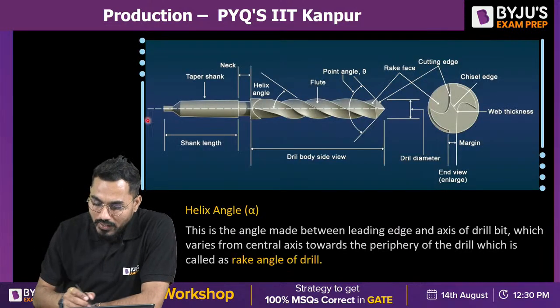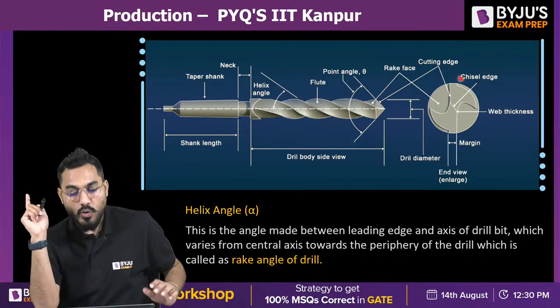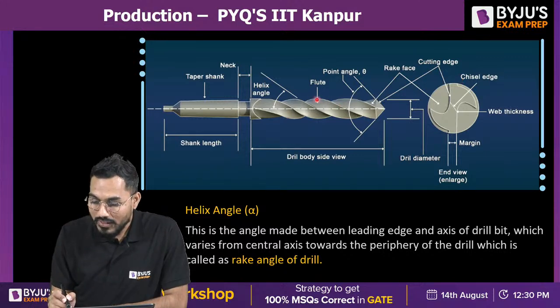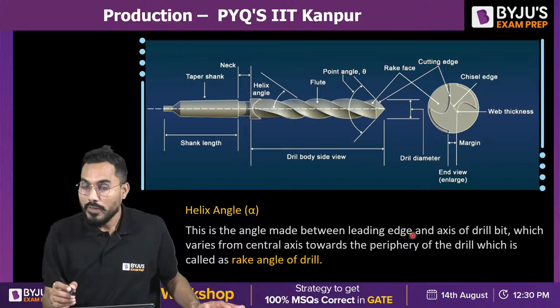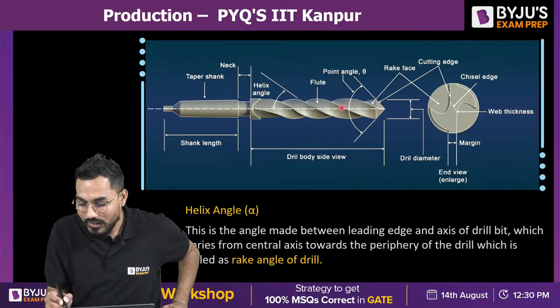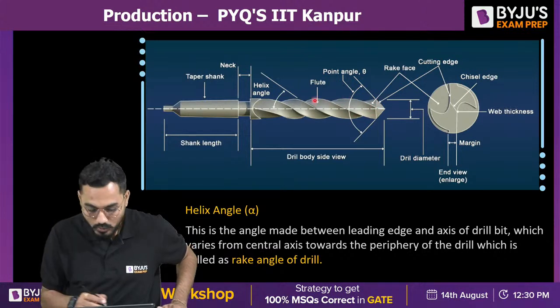So if I go and understand the geometry of the twist drill, you understand that there is one angle called the helix angle. So what is the helix angle? So this is exactly my chisel edge. Can you understand that? This is exactly the chisel edge. So we understand that it is the angle made between the leading edge and the axis of the drill bit. What is the axis? This is exactly the axis of the drill bit. And this is exactly an edge, right? This is nothing but called the leading edge. What is the leading edge?